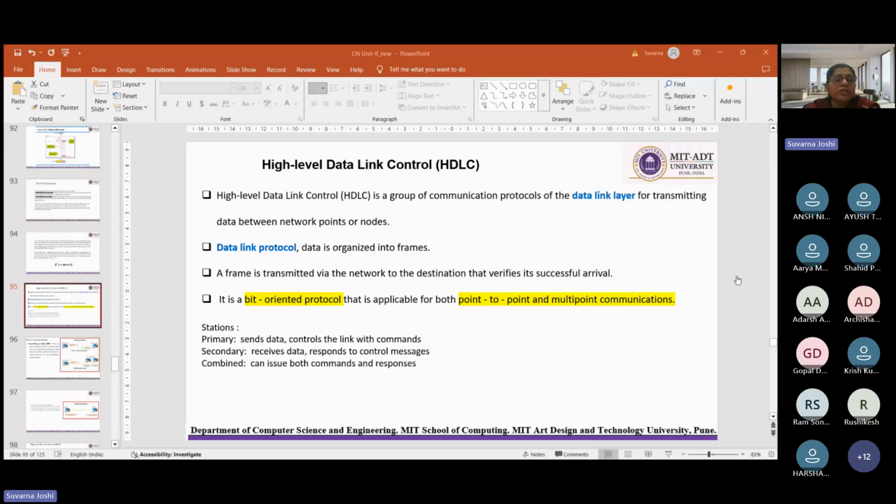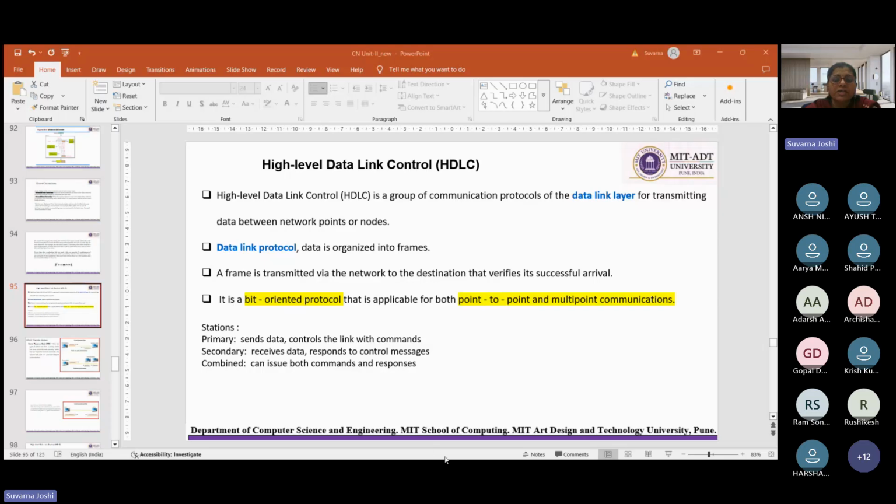As per the operational mode or transfer mode of the HDLC protocol, primary stations can send commands and data, while secondary stations can receive those commands and data. Combined stations can send commands to other stations as well as receive commands or data from other stations. That's the way the role of stations has been defined in the HDLC protocol. So basically it is a bit oriented protocol.